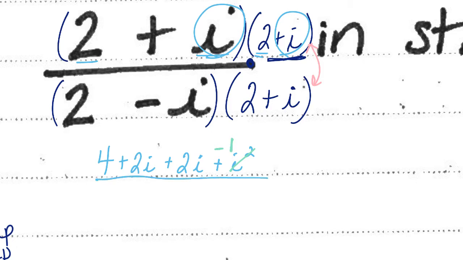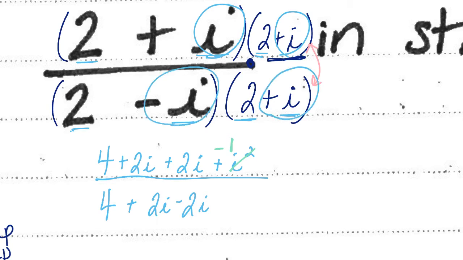On the bottom, first terms, 2 times 2, 4. My outer terms are positive 2i. My inner terms are negative 2i, and you'll notice those will always cancel out when you multiply the complex conjugate. A negative i and a positive i is negative i squared. And again, change the sign. This will just be a 1.